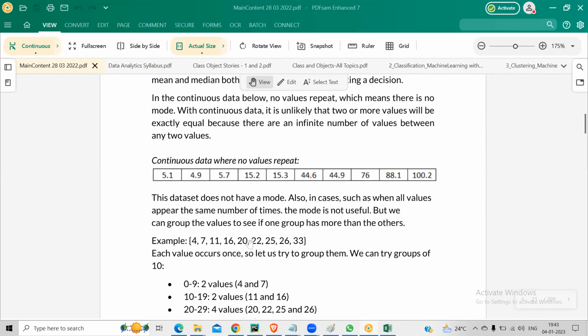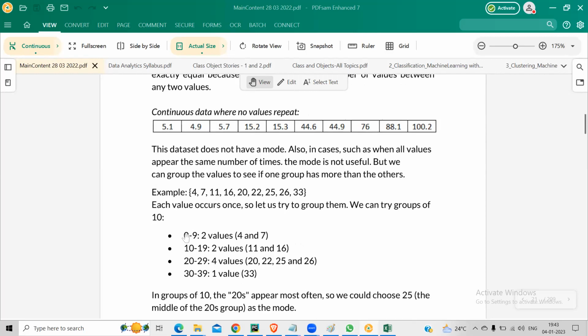So what we do, we actually create a range: 0 to 9 as one value, 10 to 19, 20 to 29. We have done this before, right? Histogram. So we create ranges and then we look at the values and start plotting. When you have continuous values, it does not make sense to take each value as one, because then your mode will be every value.